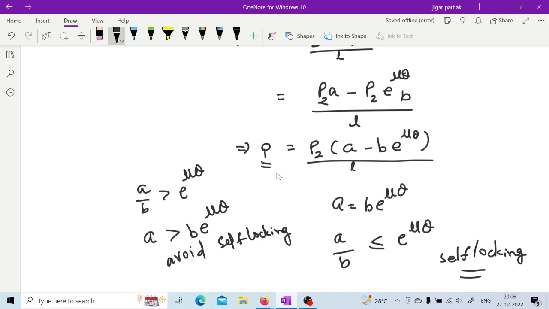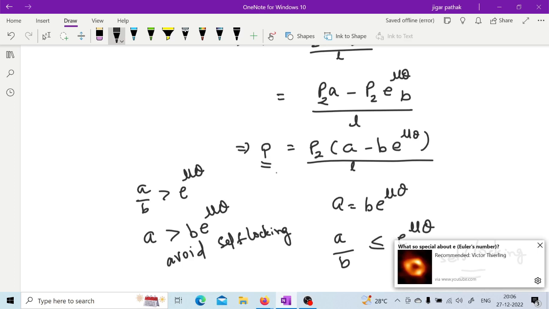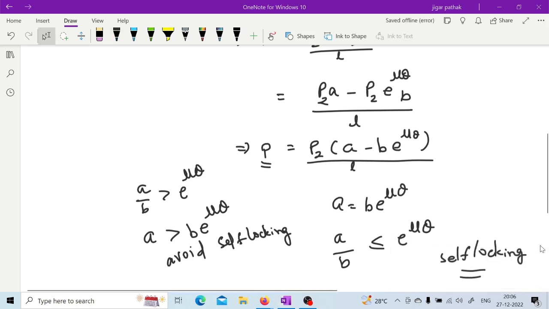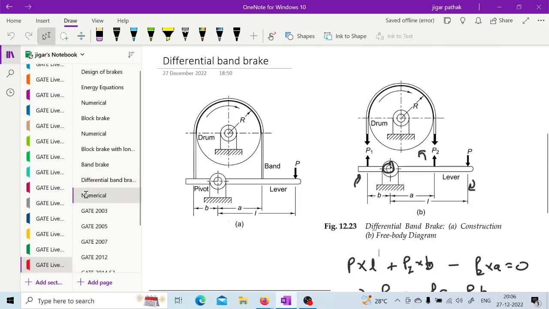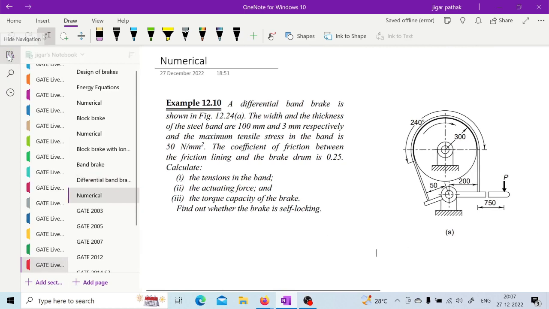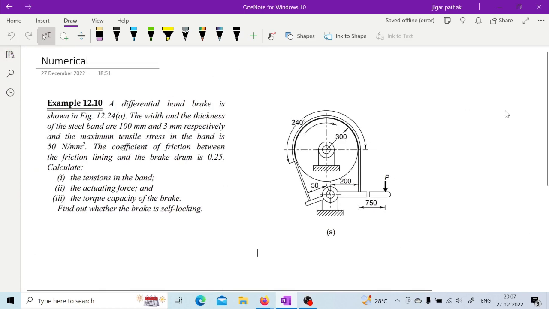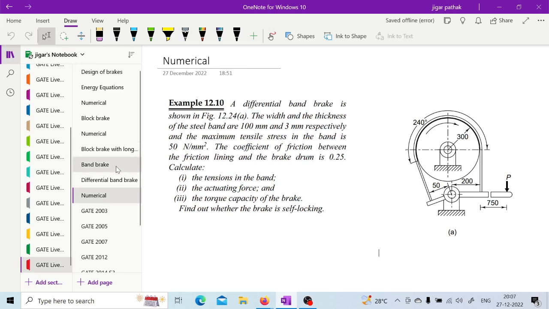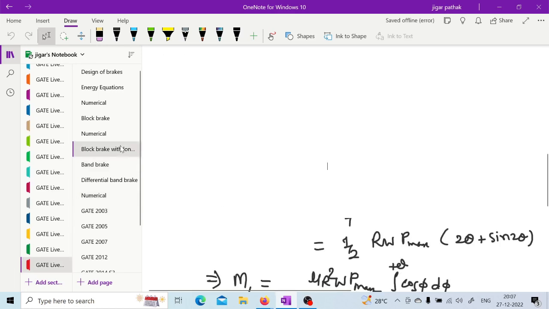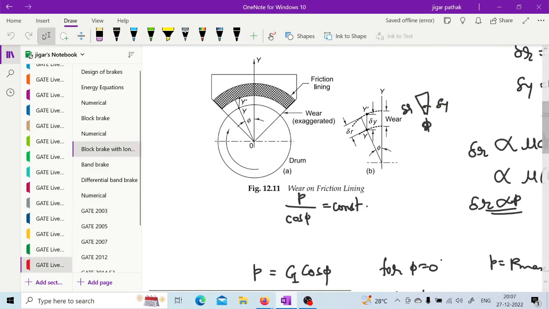Correct? Are you getting? Yes, sir. Right. So after this idea, you can try this one. Sir, can we go to the previous slide where delta r and delta y came into picture?